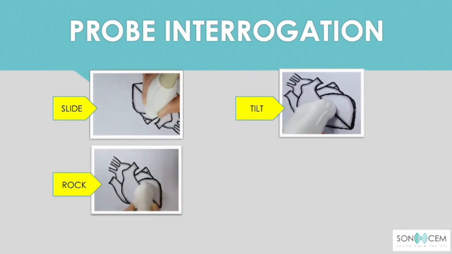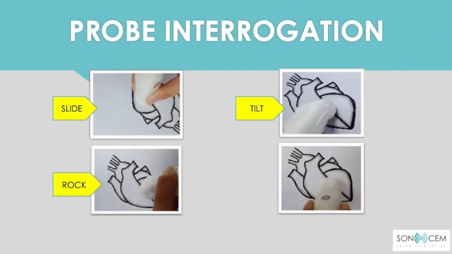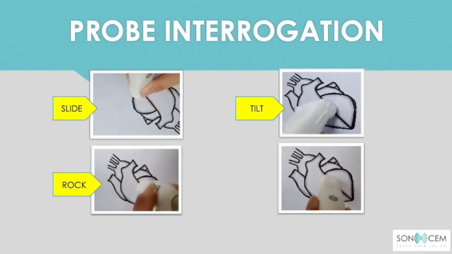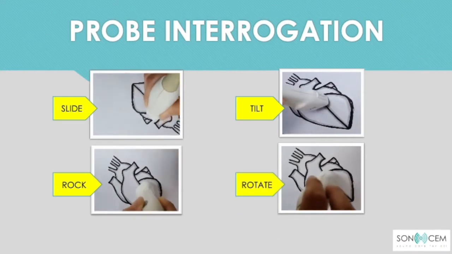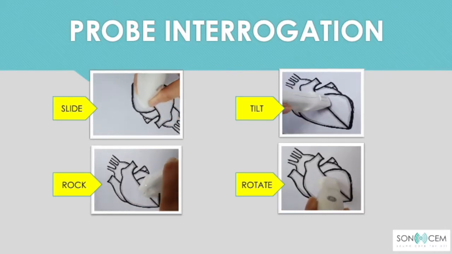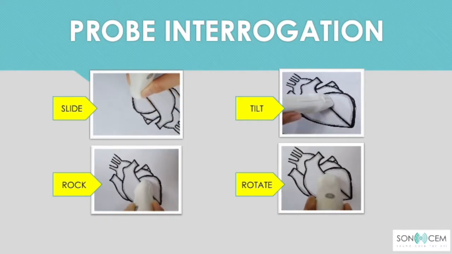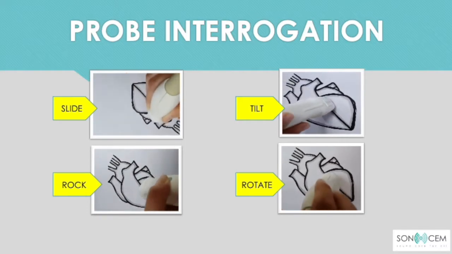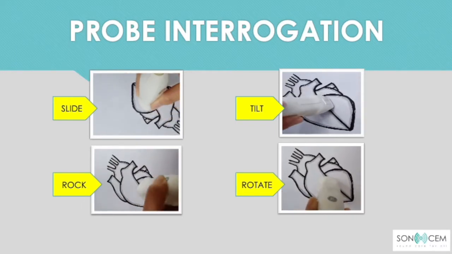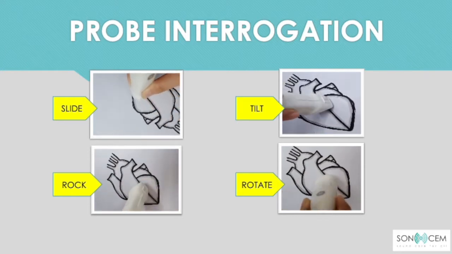And the last movement is rotate. Rotating means to keep the transducer in the same place on the chest while rotating it clockwise or counterclockwise. Rotating the transducer is the movement used for obtaining different views from the same echocardiographic window. For example, from PLAX, we rotate clockwise to turn to parasternal short axis view.